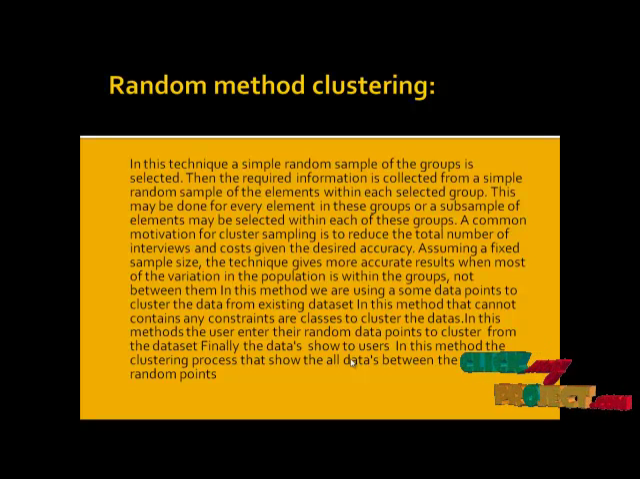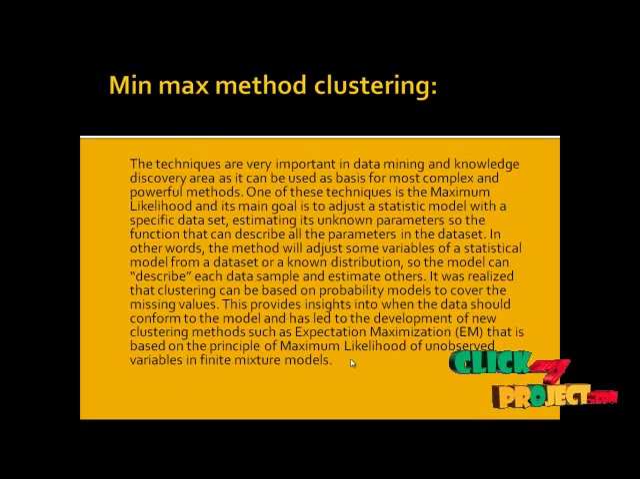In this method, we use some data points to cluster the data from the existing dataset. This method cannot contain any constraints or classes to cluster the data. The user enters the random points to cluster from the dataset and the data is stored for the users. The clustering process shows all the data between the two random points.